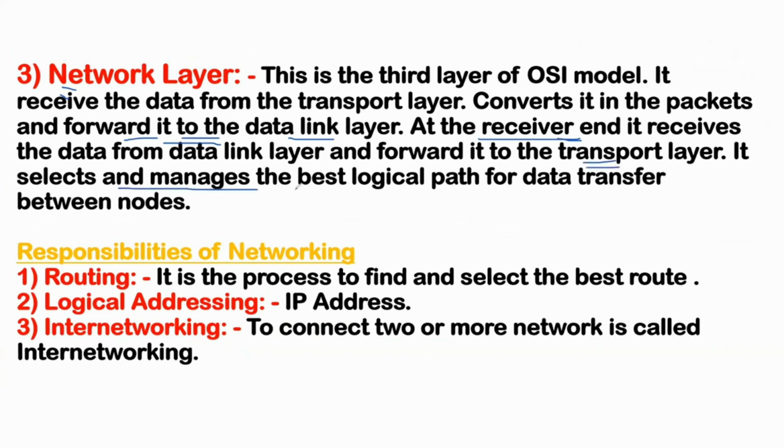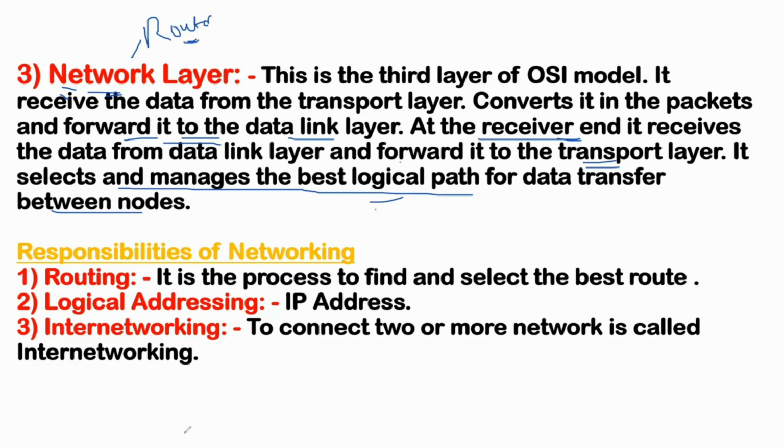It selects the best logical path for data transfer between nodes. This is the responsibility of the network layer. Network layer selects the best path in networks, because in the network layer routers work, and a router is used to select the best path. Router is used for internetworking, to connect two or more different networks, or for routing purposes. Routing means to select the best logical path.